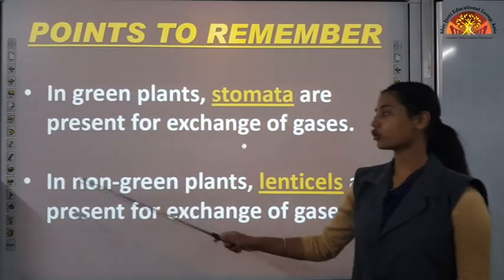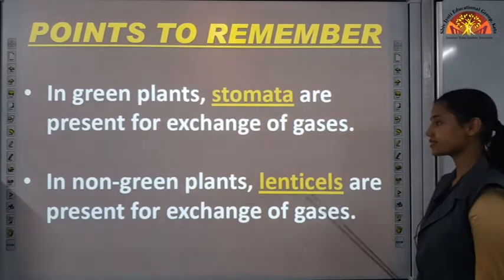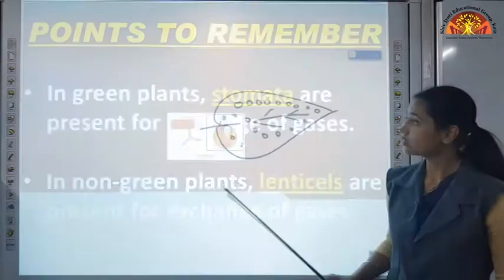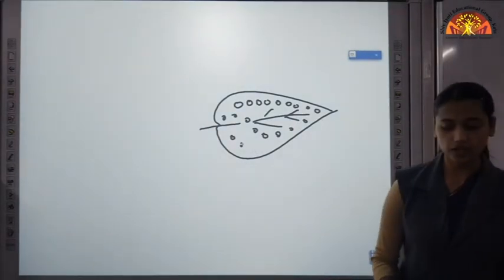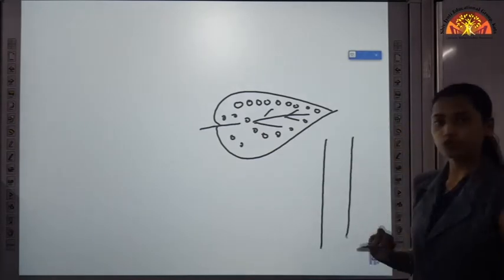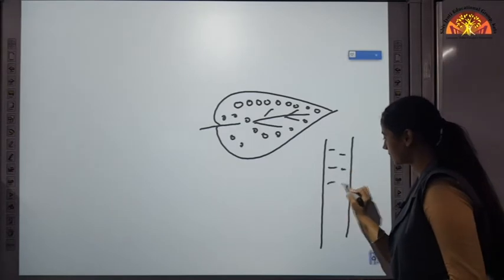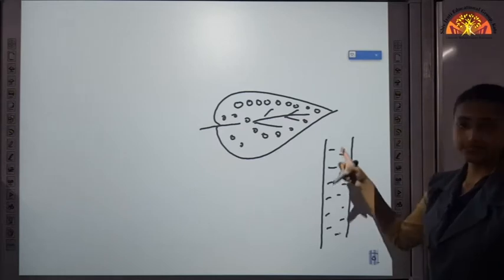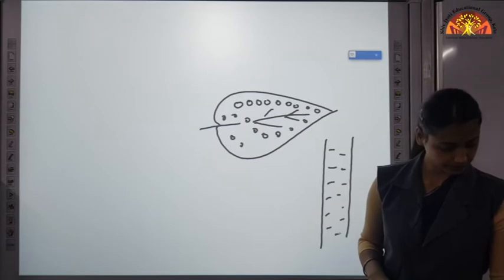But in case of non-green plants, instead of stomata, lenticels are present for exchange of gases. Stomata are present in green plants, but in non-green plants lenticels are present. And what are lenticels? Let's say this is a branch of any non-green plant. You will see these small lines on their branch, and these lines are known as lenticels. Through these lenticels they exchange gases, they respire.